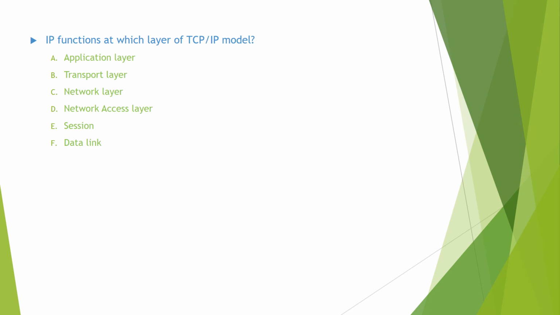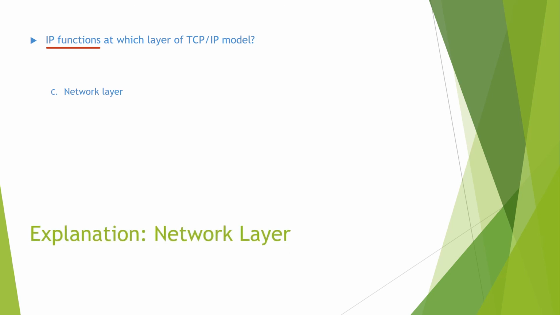IP functions at which layer of TCP/IP model? Application layer, transport layer, network layer, network access layer, data link. So this question asks about the IP functions. As we all know that IP function at network layer. You can find more detailed explanation in the video, network layer.